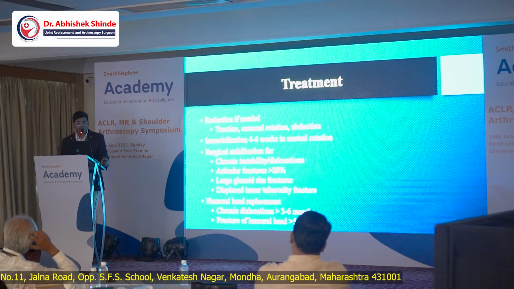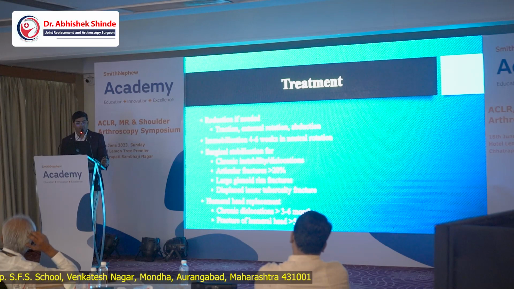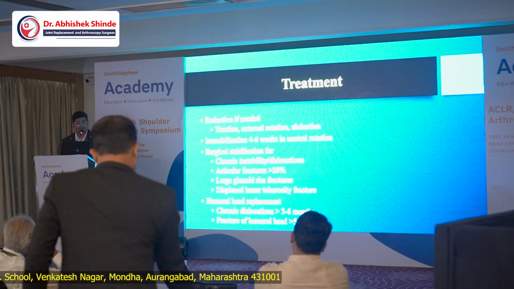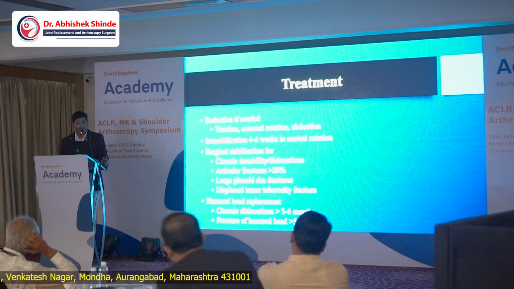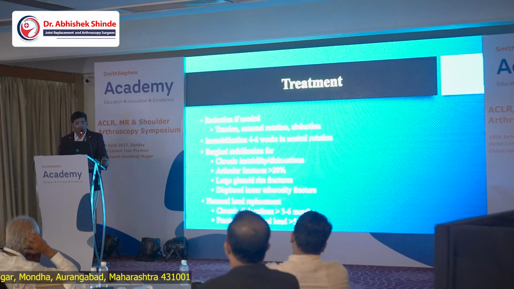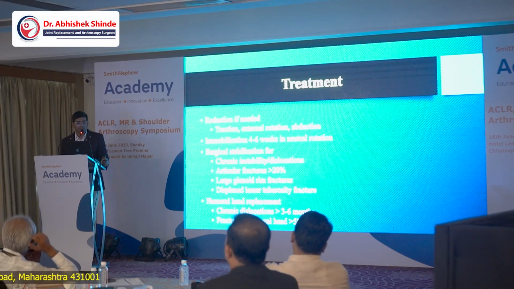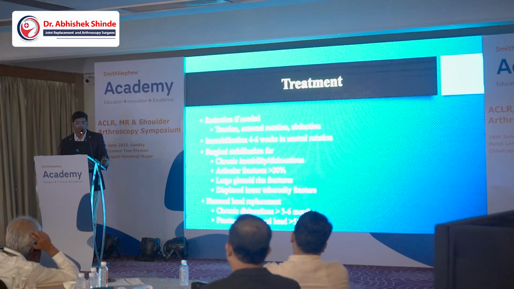Treatment depends: reduction is necessary in the emergency setting with traction, external rotation and abduction, followed by immobilization for 4 to 6 weeks, and surgical stabilization for chronic instability or dislocation. Articular fractures are associated in more than 20%. Glenoid rim fracture can be associated, and a displaced lesser tuberosity fracture. So humeral head replacement is considered in case of chronic dislocation of more than 3 to 6 months, or fracture of the humeral head involving more than 50% of the articular surface.